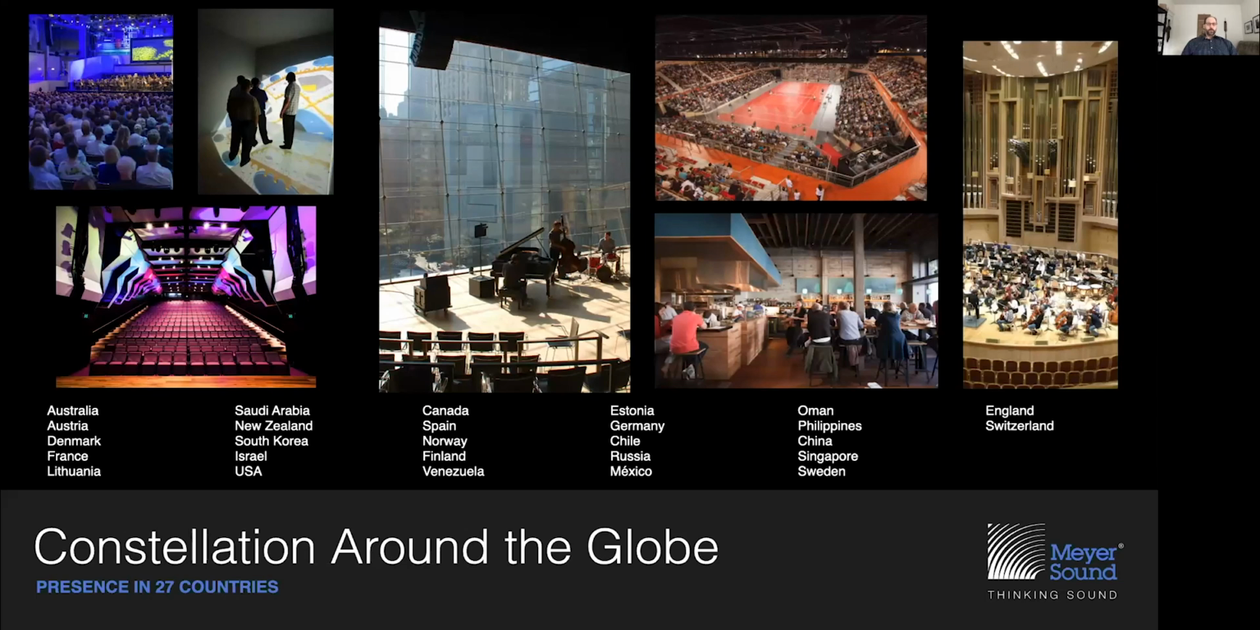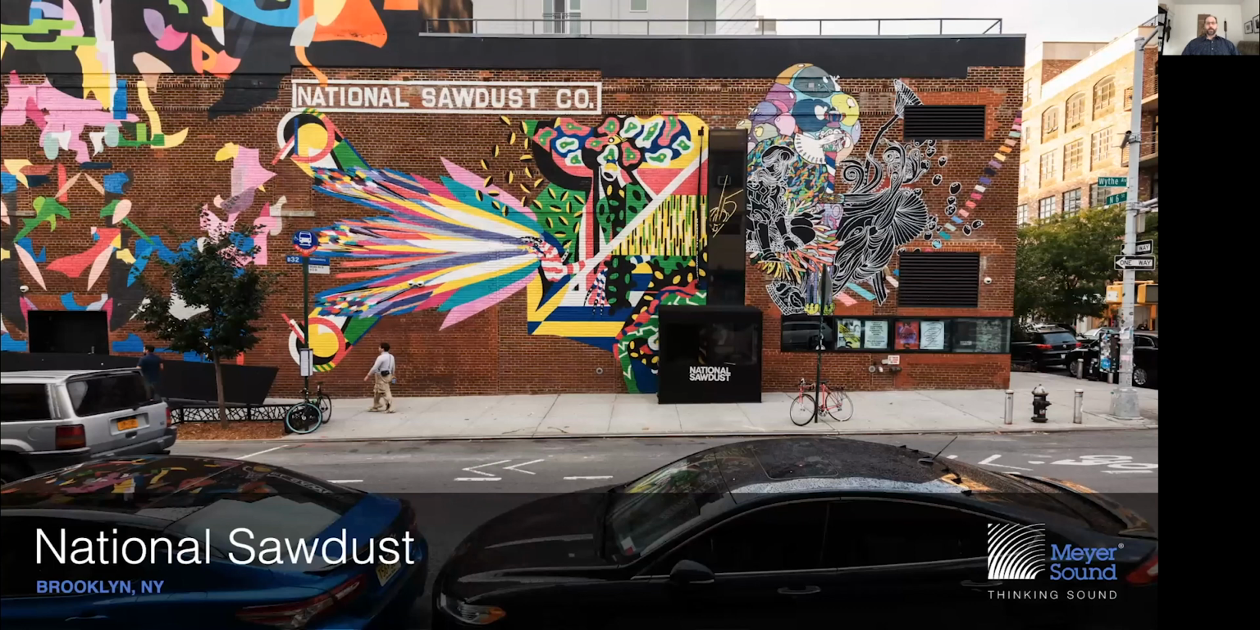So we now have a presence in 27 countries and counting. Next year, we'll be adding 2 more countries, which will be Taiwan and Japan. We have now over 140 systems around the world. And I'm going to give you a few examples here. So we'll start in New York.